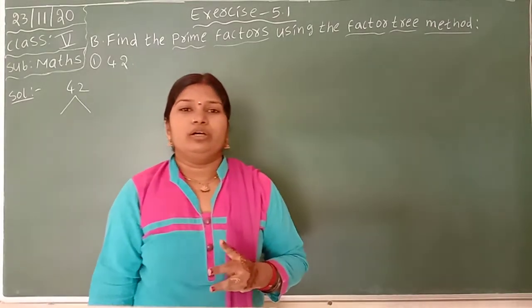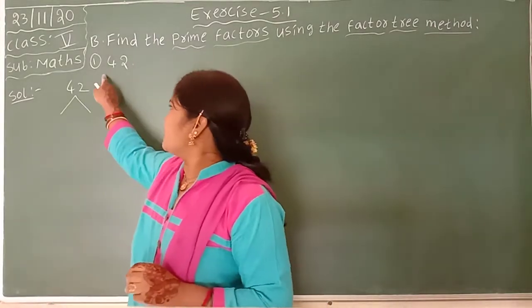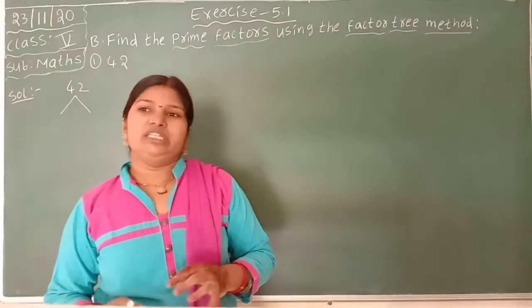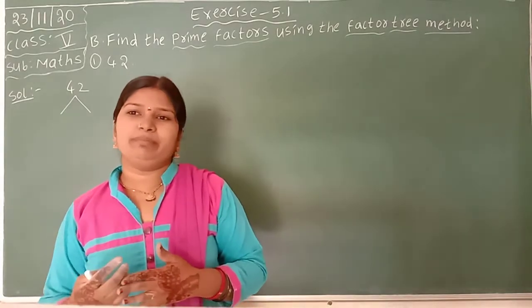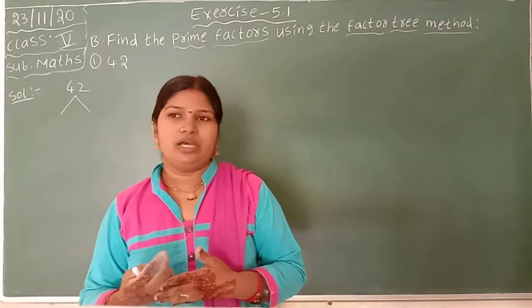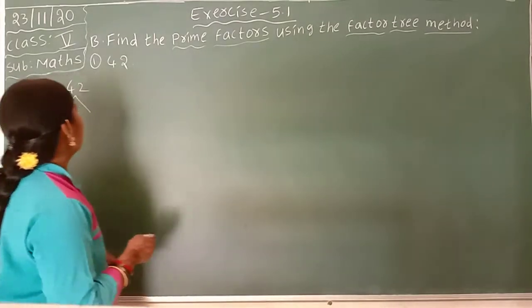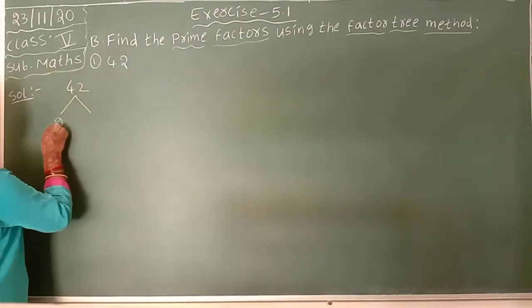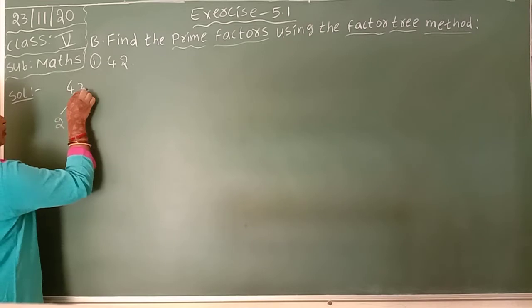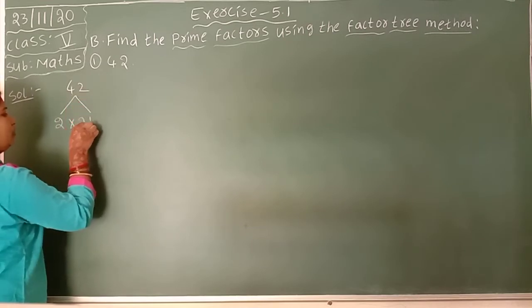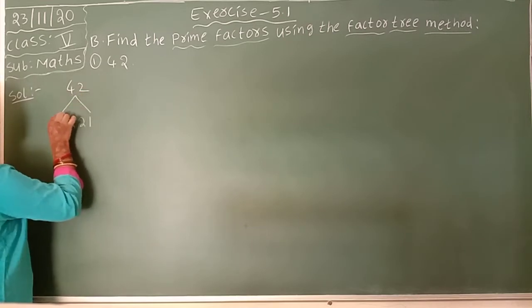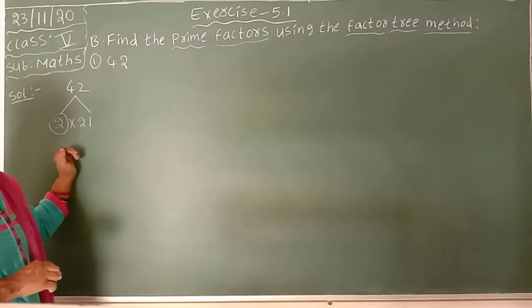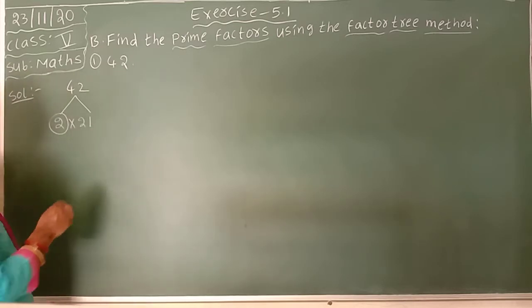First of all, they have given the first number, 42. Here also, we have to multiply with the prime numbers. First multiply with 2. 2 ones are 2, 2 twos are 4. 2 is a prime number, and for this 2, you have to circle.